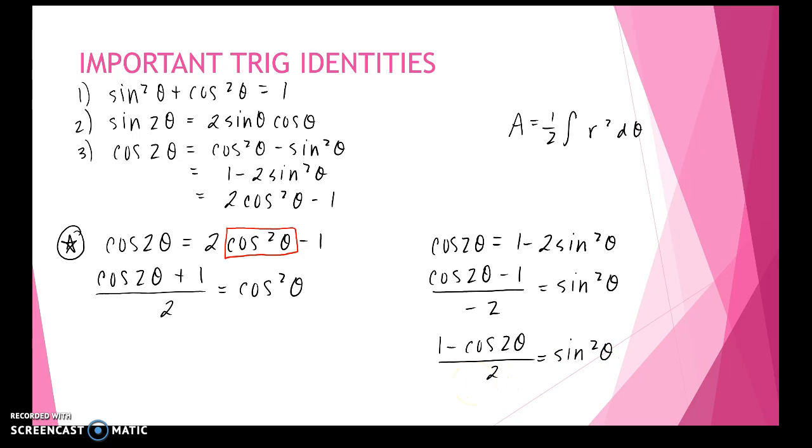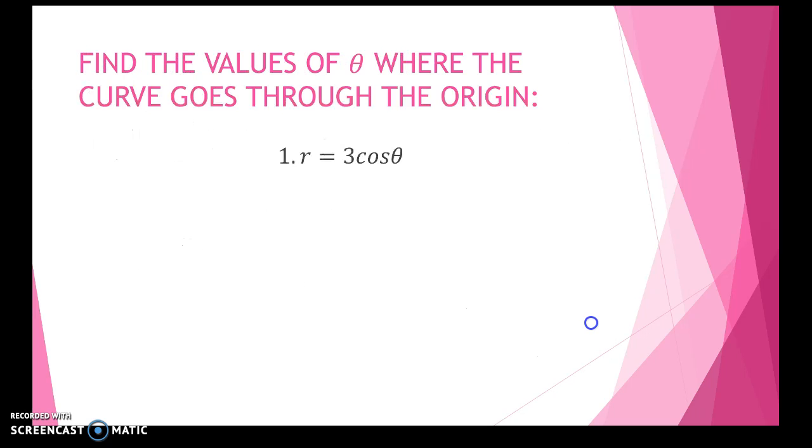So in this video, we're not solving anything. We'll do all the integrating together. You guys are just going to set them up for me by finding the points of intersection. Okay, so find the values of theta where the curve goes through the origin. Okay, so for polar, we're finding where our radius would equal 0. Okay, so 0 equals 3 times the cosine of theta.